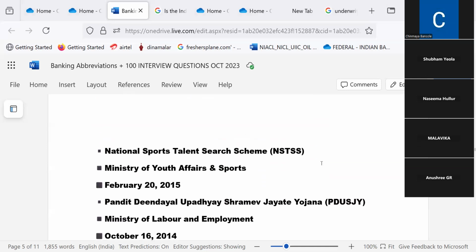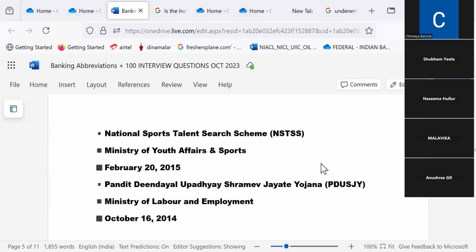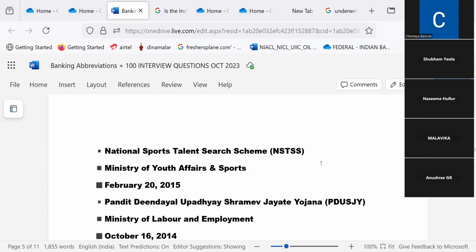It's National Sports Talent Search Scheme, NSTSS, Ministry of Youth Affairs and Sports, February 20, 2015. I'm not sure, but Pandit Deen Dayal Upadhyay Shramev Jayate Yojana, that is PDUSJY, Ministry of Labour and Employment, October 16, 2014. Make in India movement. Very good.